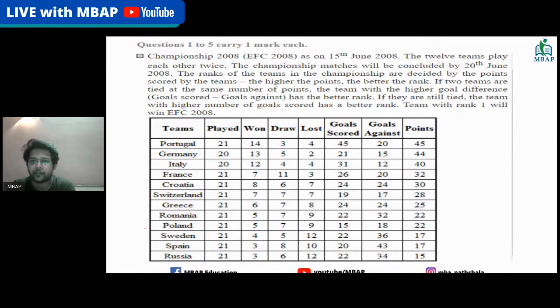If they are still tied, the team with the higher goal difference will have a better rank, which means, let's say two teams are on the same rank, which is 36 or 36, you will take the difference of goals scored minus goals against. Goals scored is what I did from my team, and goals against is the number of goals the other team scored against me. You will take the difference of this. The question is, the team with rank one will win the EFC 2008 club.